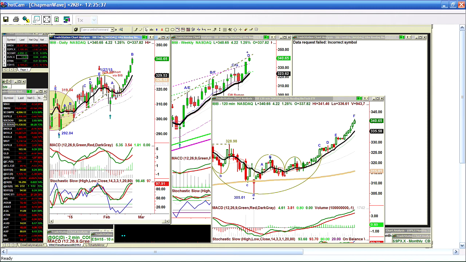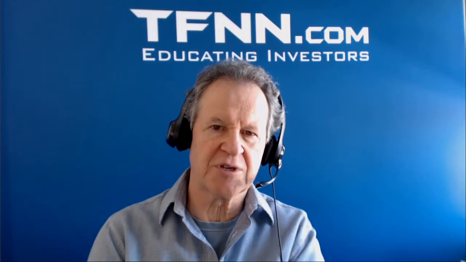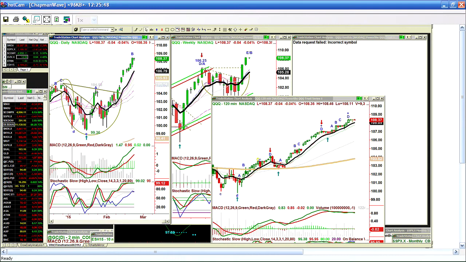So let's do this. QQQ is what Greg asked me about. Let me go to this because I want to show you how in concert these different indexes and stock sectors are working together to help the QQQ series, which is the NDX 100, basically the top 100 stocks in the NDX.